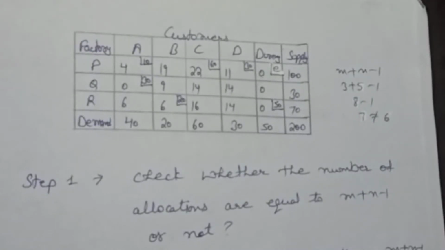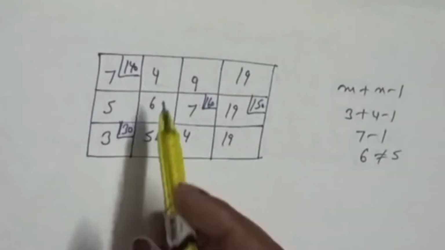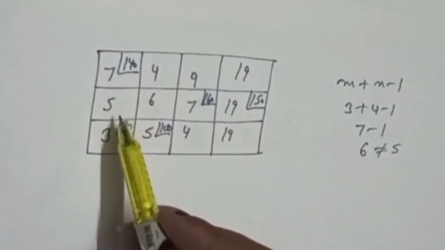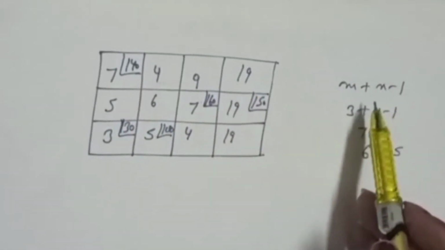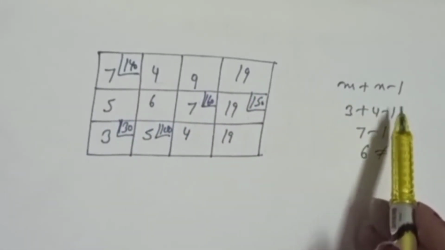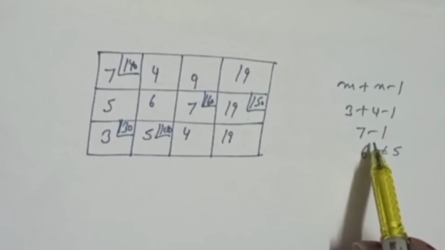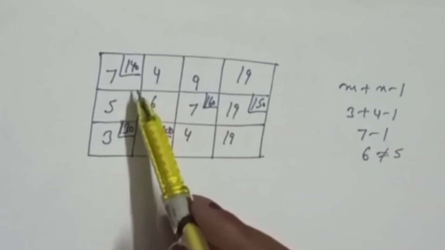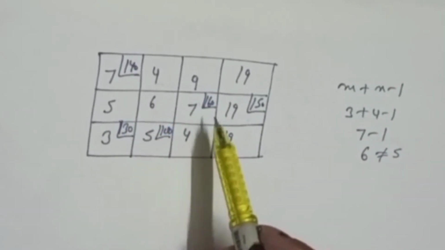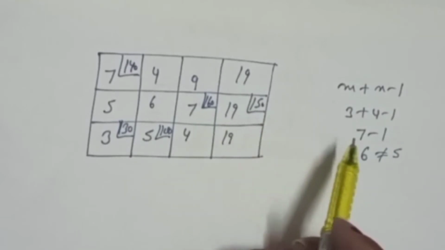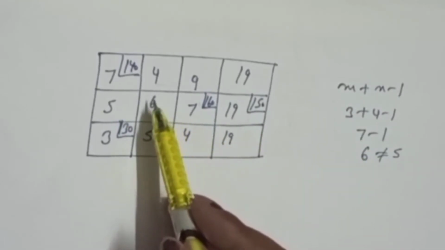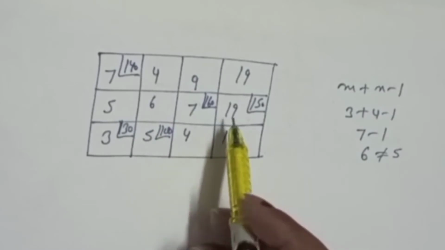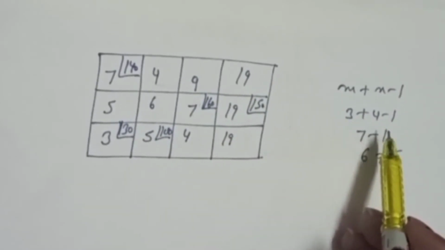Here I will explain how to check loop formation on a separate page so that you can understand it in a better way. So students, this is the example. In this example, we have 3 rows and 4 columns. So we can write m plus n minus 1: 3 plus 4 minus 1, 7 minus 1, 6. And we have allocations 1, 2, 3, 4, 5. 5 allocations. So 6 is not equal to 5. Then we have to do one more allocation so that our condition is satisfied.